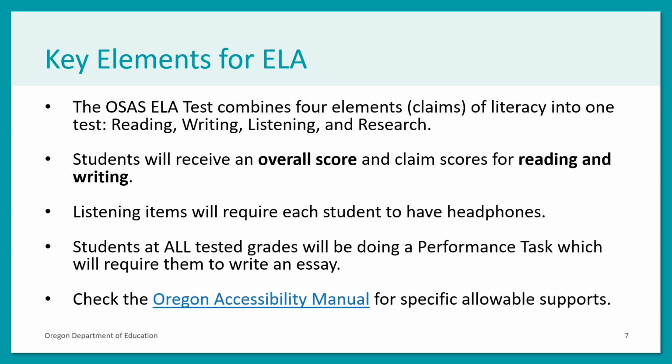The OSAS ELA test combines 4 elements, or claims, of literacy into one test: reading, writing, listening, and research. Students will receive an overall score and claim scores for reading and writing. Listening items will require each student to have headphones. In the performance task, students will write an extended essay that often spans multiple test sessions. Be sure to check the Oregon Accessibility Manual for specific allowable supports.